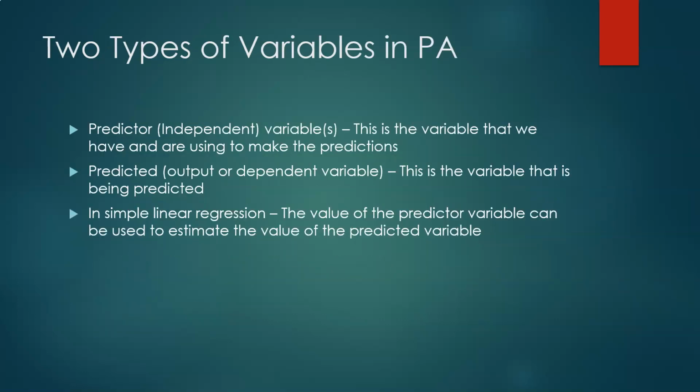So there are two types of variables in predictive analytics. There's the predictor variable, also called the independent variable. This is the variable that we have and are using to make predictions. There's also the predicted variable, the output or the dependent variable, and this is the variable that we are going to be predicting. So in a simple linear regression, the value of the predictor variable can be used to estimate the value of the predicted variable.